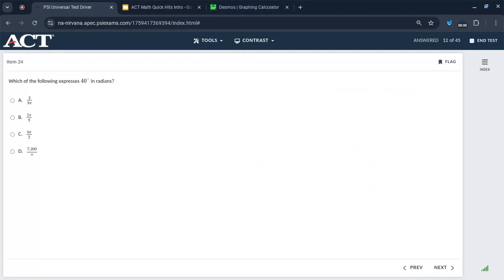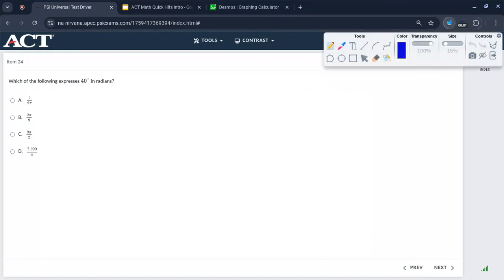All right, so today we have: which of the following expresses 40 degrees in radians. So this is just a conversion problem, obviously taking degrees and turning it into radians. So you'll have to remember a little bit about the conversion. If you rotate 180 degrees, that's the same as rotating pi radians. So we could put this down here, right? If we rotate 180 degrees, that's the same as doing pi radians.